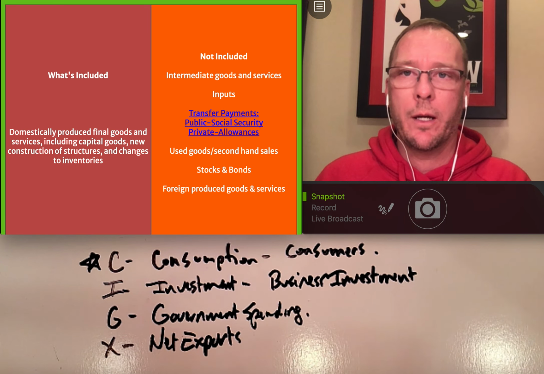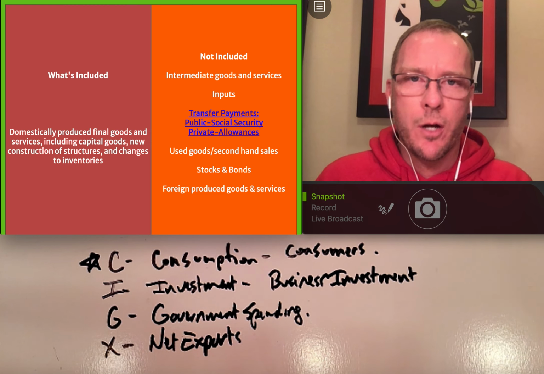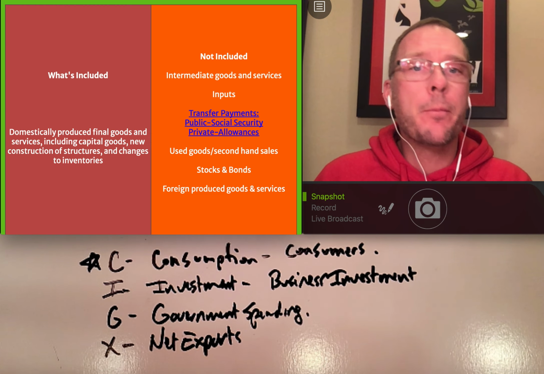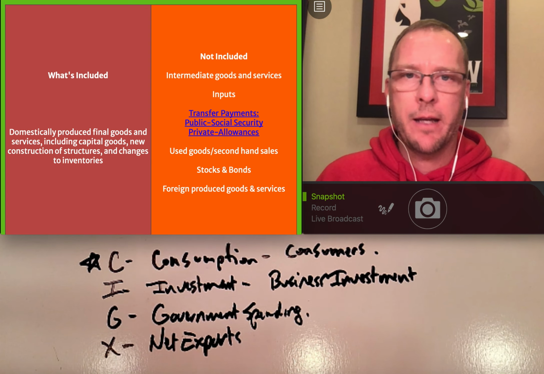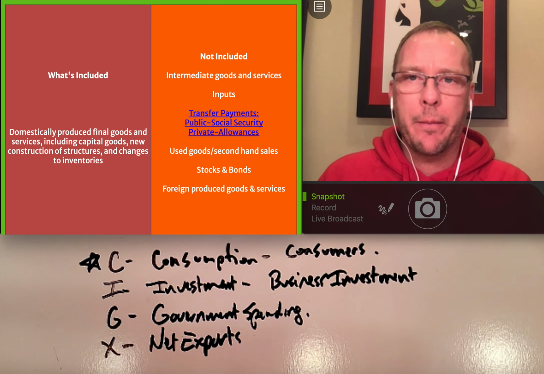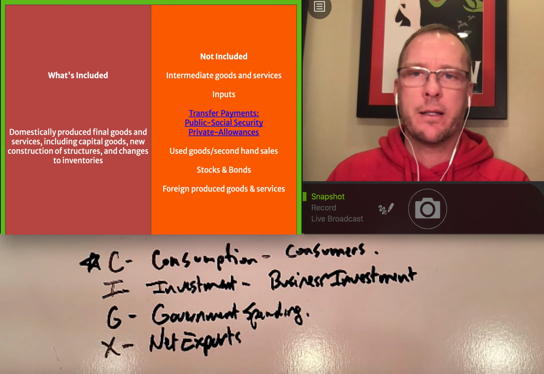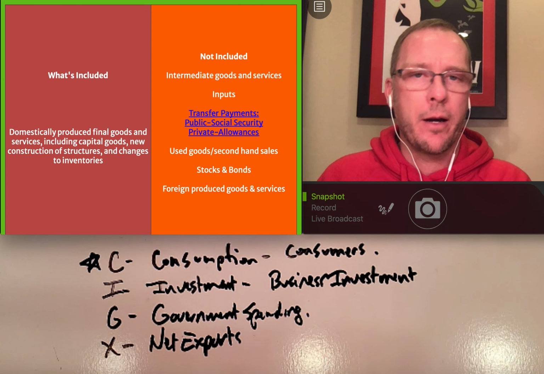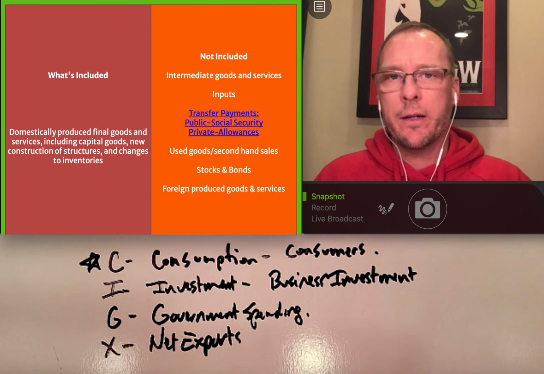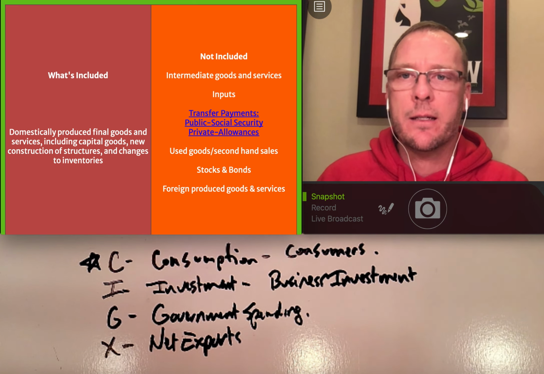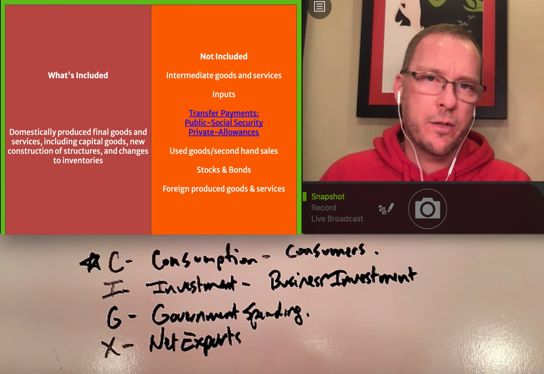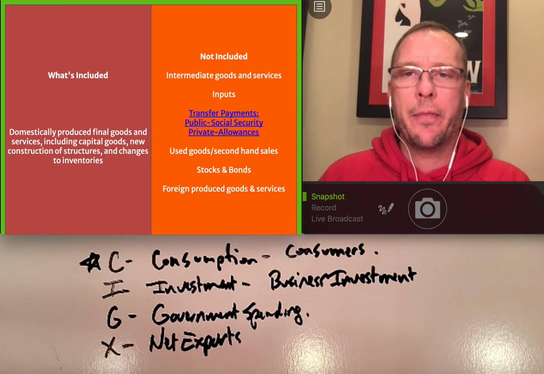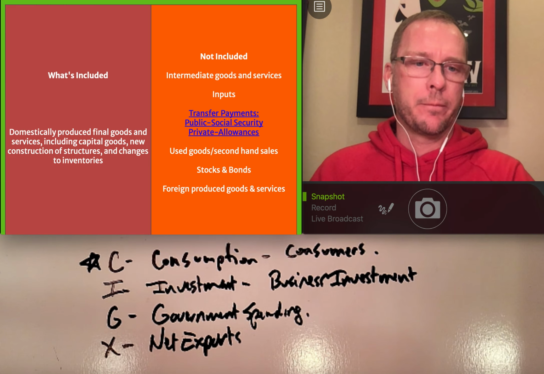What's not included? Not included are intermediate goods, talked about those already. Inputs for something else, right? That doesn't count. A transfer payment, so paying somebody Social Security, doesn't count. Used goods or secondhand sales, like anything on eBay, doesn't count. Stocks and bonds, not part of the economy really. That's different. That's personal and investing kind of stuff. And then foreign produced goods and services don't count either, right? Because we're looking at things that are produced in a country in a given year.